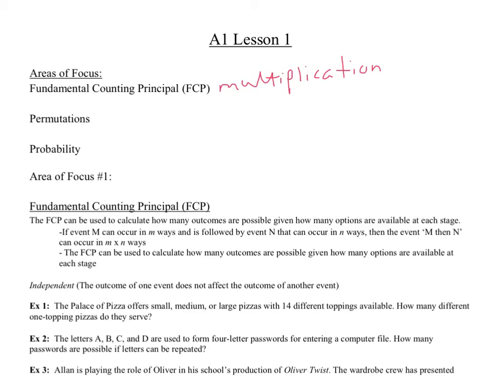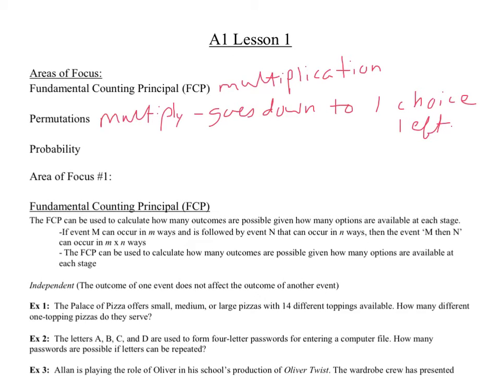Permutations are the same way. The difference is, and you'll find out this later, but in a brief overview here, the difference in the two is that a permutation usually goes down to where you have only one choice left. And again, we're going to go into this in greater detail.